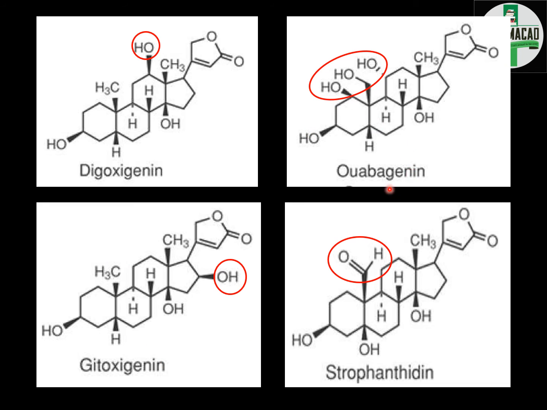There are two more aglycones, ouabagenin and strophanthidin. So here, instead of a methyl group, it has been hydroxylated. It has become CH2OH, and there are two more hydroxy groups here and here. In strophanthidin, this CH3 becomes an aldehyde group, CHO. So 5 aglycones we have seen: digitoxigenin in the previous slide, digoxigenin, gitoxigenin, ouabagenin and strophanthidin.